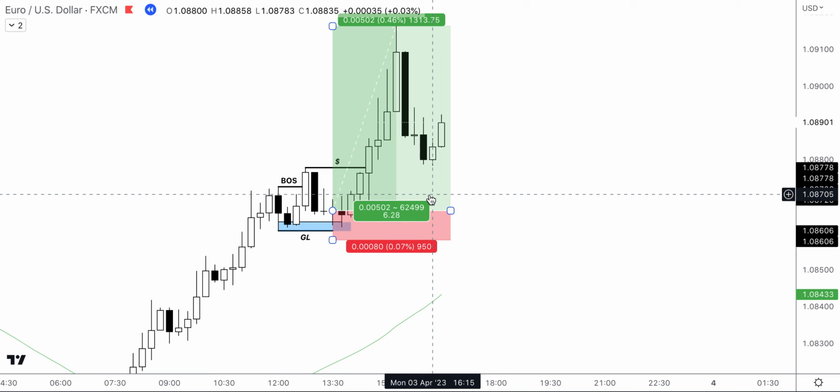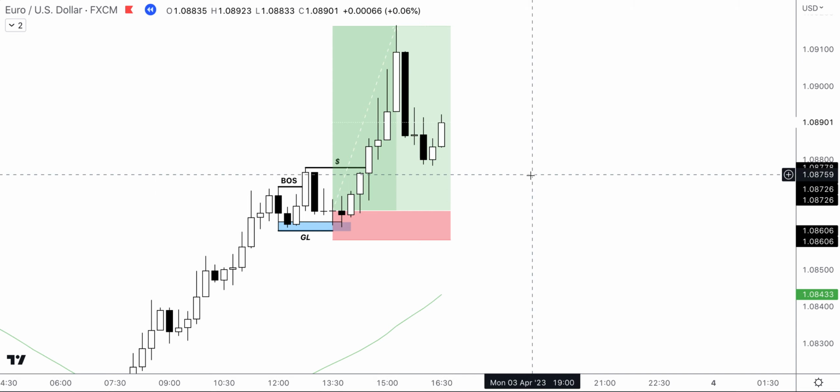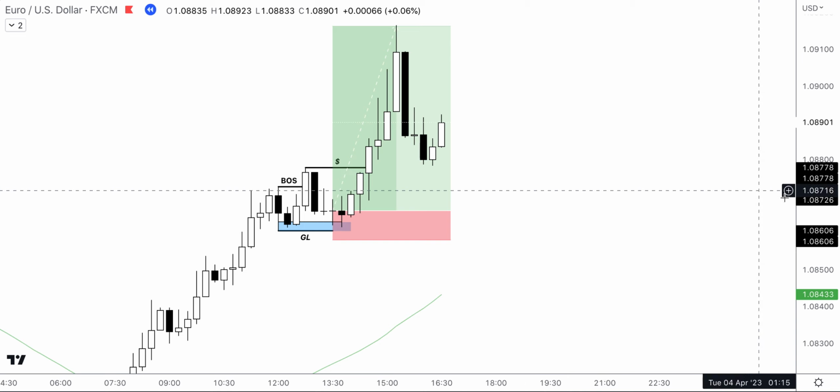So that's, if you risk 1% on your trade, you would have made 6.28%, and that's of course the maximum amount that you could have made on this trade. Okay, and that's how you use smart money concepts in order to execute in the financial markets.